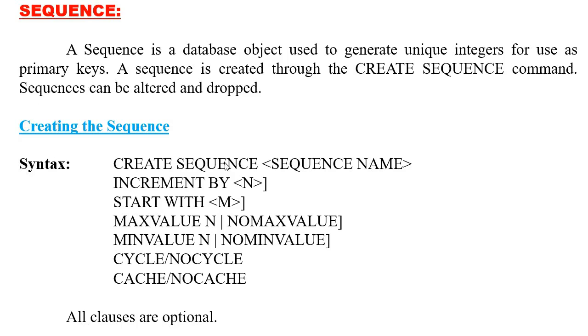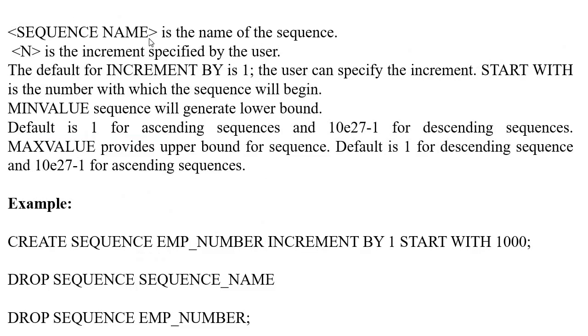The syntax is create sequence sequence_name, increment by n, start with m, maxvalue n or nomaxvalue, minvalue or nominvalue, cycle or nocycle, cache or nocache. Except create sequence sequence_name, all other options are optional parameters. Here the sequence name is the name of the sequence, n is the increment value specified by the user. The default for the increment is 1. The user can specify the increment.